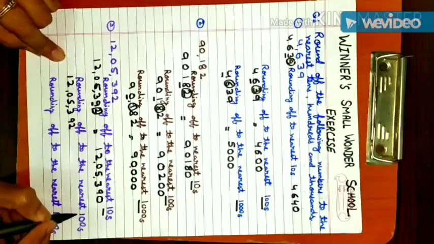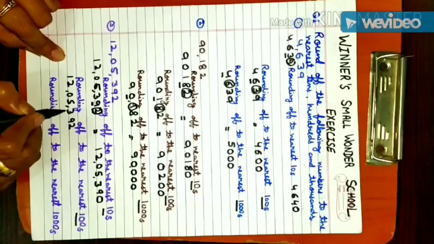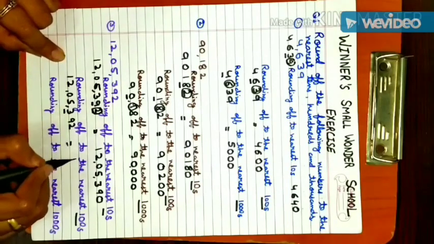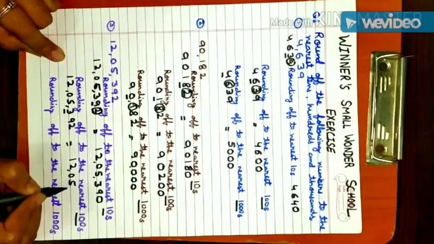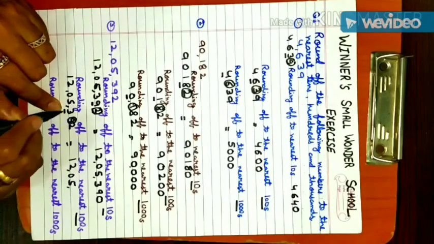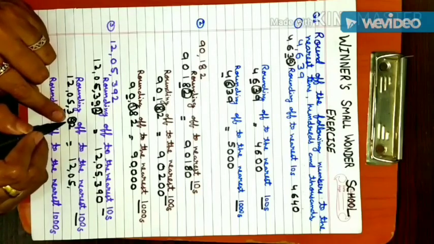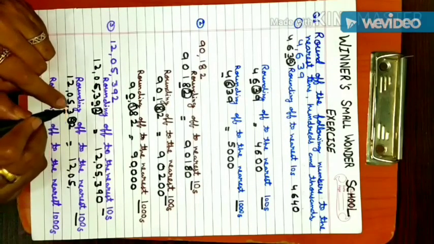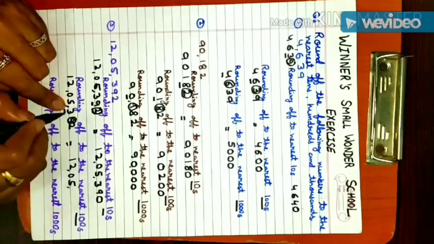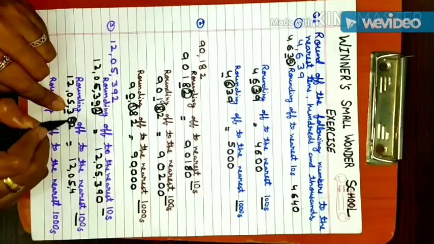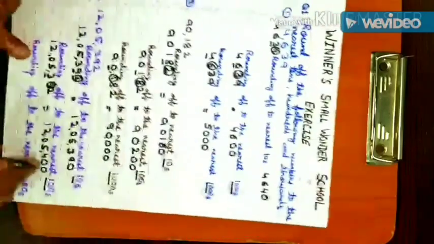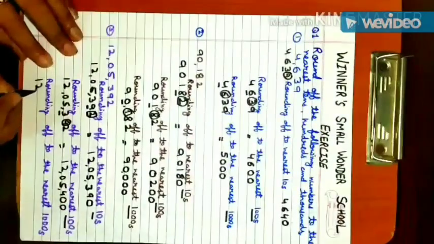Now next, 1205392. Rounding off to the nearest 100. Ones, tens, 100. The 3 is the nearest 100 digit. So 1205 same to same. Now the next number is the checking number. This number is 9, so more than 5. So this number is increased by 1. So round up, 3 plus 1, 4. And both these digits are replaced by zeros.